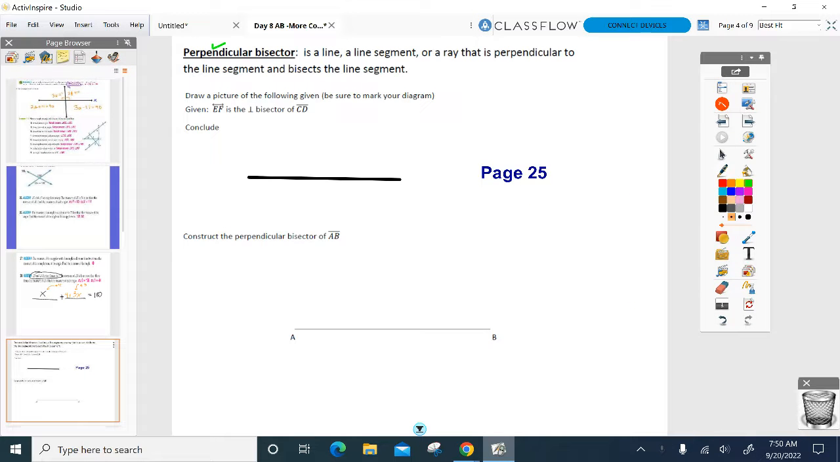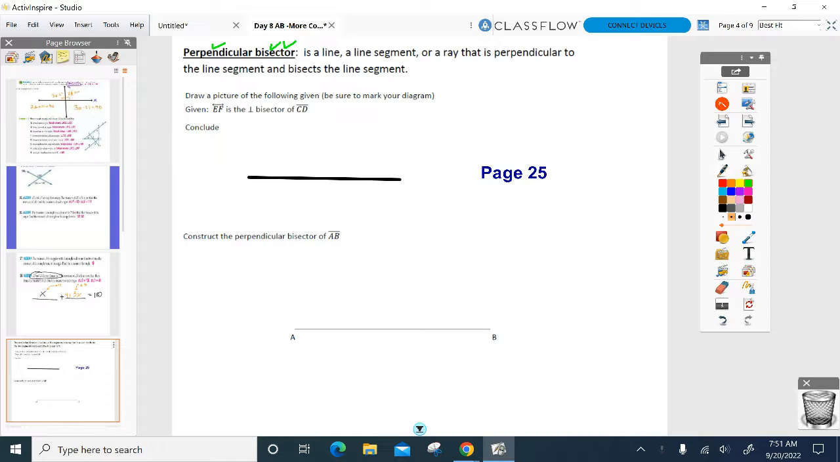That adds to 90. Nothing adds to 90. There's no adding up here. That's supplementary and complementary. Perpendicular forms a what? A right angle. So something's going to form a right angle.